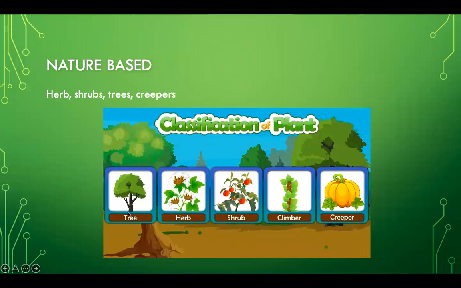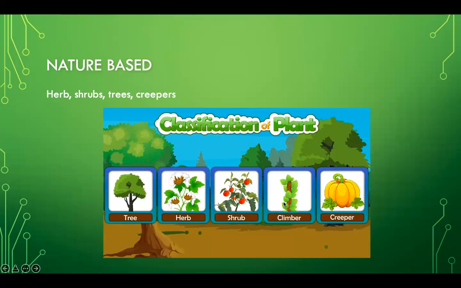Small trees we call shrubs, like roses, which do not have a soft stem. It is also a woody stem, but not as hard as tree trunks, but still woody. Herbs have soft stems. Even if it is a plant that you eat, it is easy to eat the stem because it is that soft. Climbers and creepers have the same feature. The only thing is climbers need support to grow, but even without support they can grow.